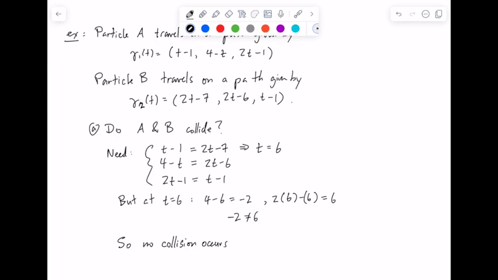Remember, for particles to collide, they must be at the same point at the same time. And clearly, to be at the same point, all your coordinates must be equal. So for the x coordinate to be equal, you must have time equals 6, according to this first equation, but at t equals 6, it does not solve the second equation for y.